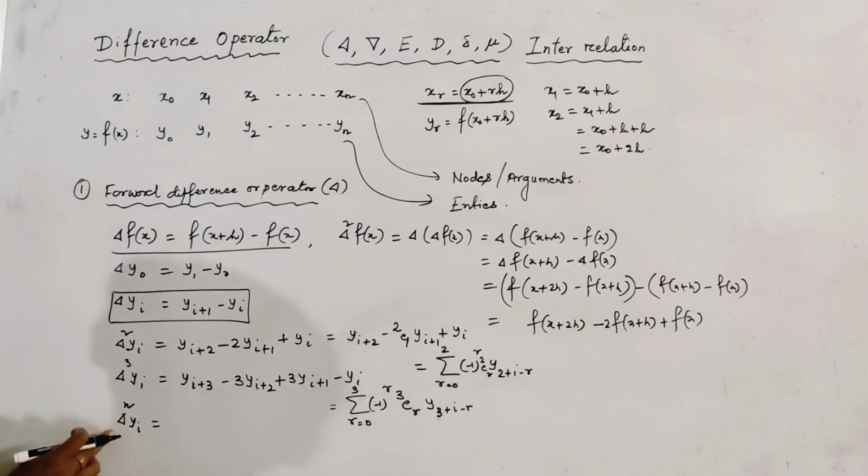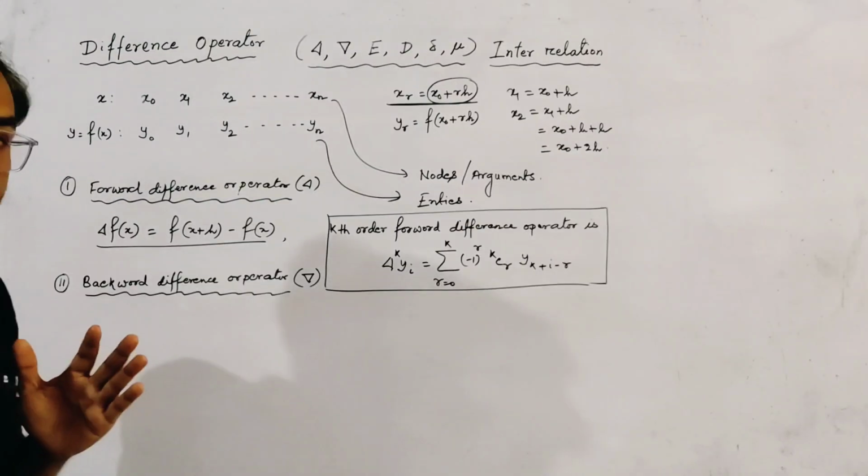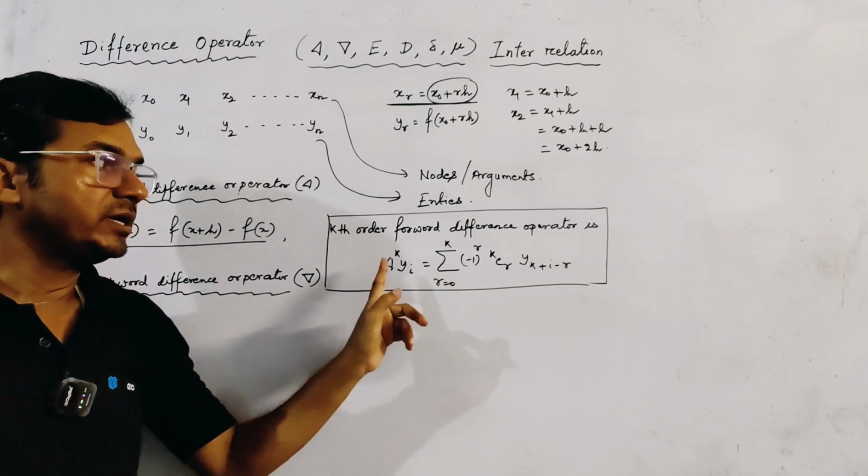Similarly, if we find the nth order difference, or here the kth order difference, then in summation form it is summation r equal to 0 to k of minus 1 to the power r into kcr into yi plus k minus r. We get the definition of the kth order forward difference operator, which is given by this formula.